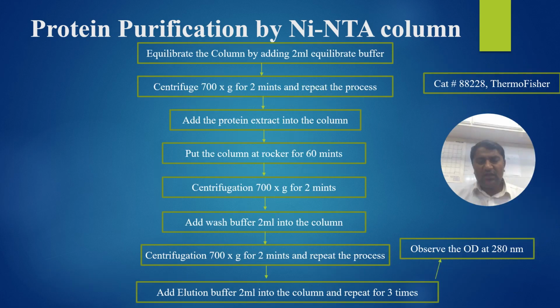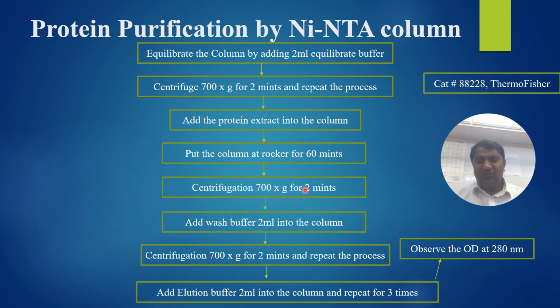So, protein purification by the nickel NTA column. The first step is to equilibrate the column by adding 2 ml equilibration buffer. This 2 ml equilibration buffer is equal to the resin bed volume. Then centrifuge at 700 G for 2 minutes at room temperature, and repeat this equilibration step. Then add the protein extract into the column. Put the column on a rocker for 60 minutes.